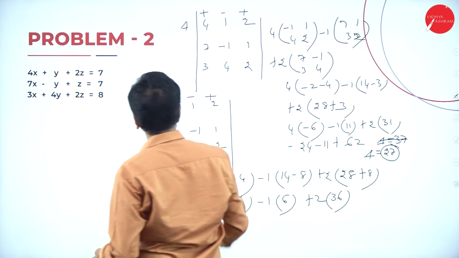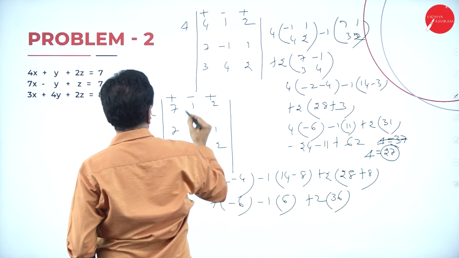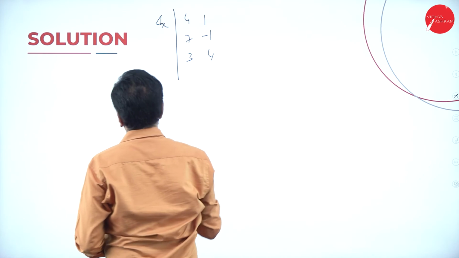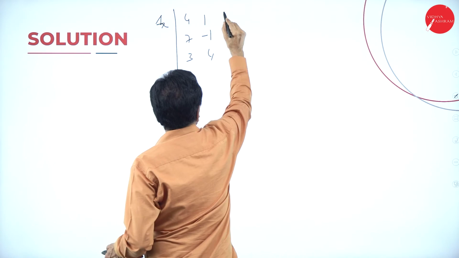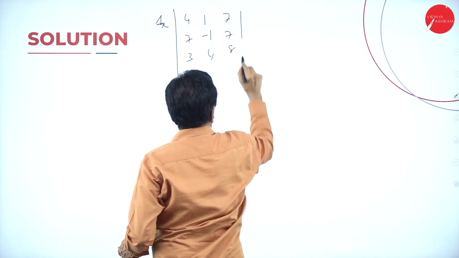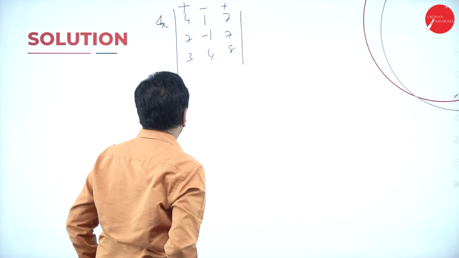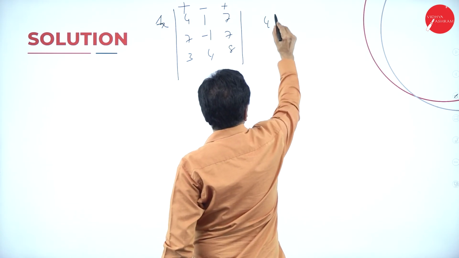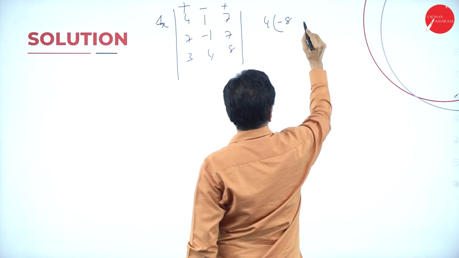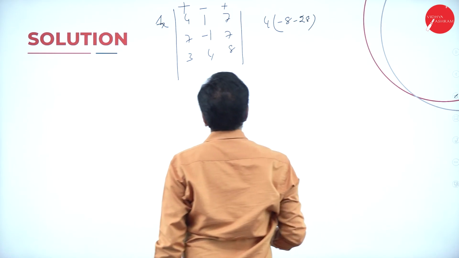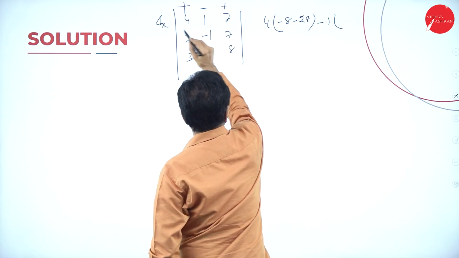Second one, 1 minus 1, 4. Third one, 7, 7, 8. Plus, minus, plus. Simplify. 4. 1 8s are minus 8. 4 7s are minus 28. Then come back, minus 1. So this will go and this will go.